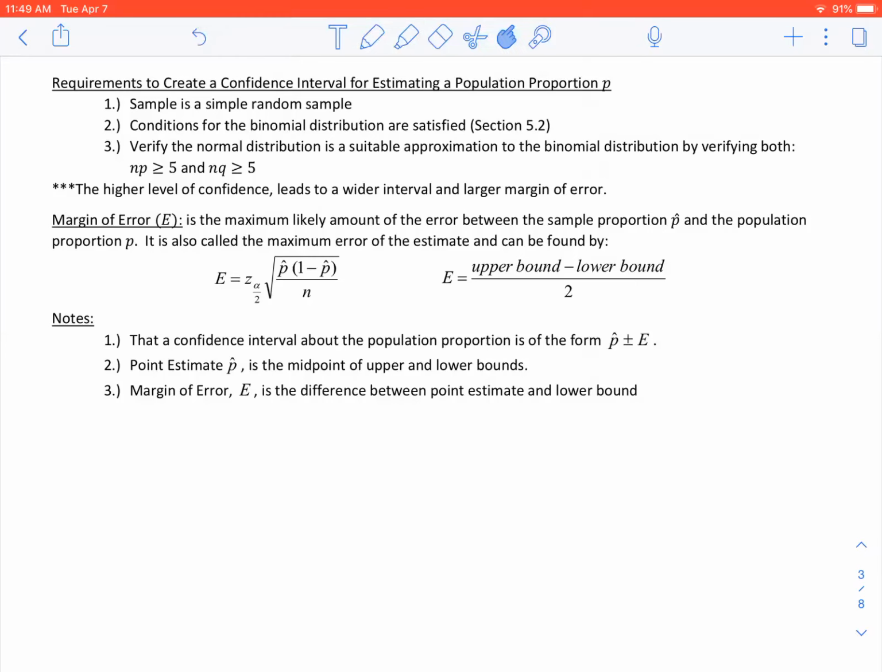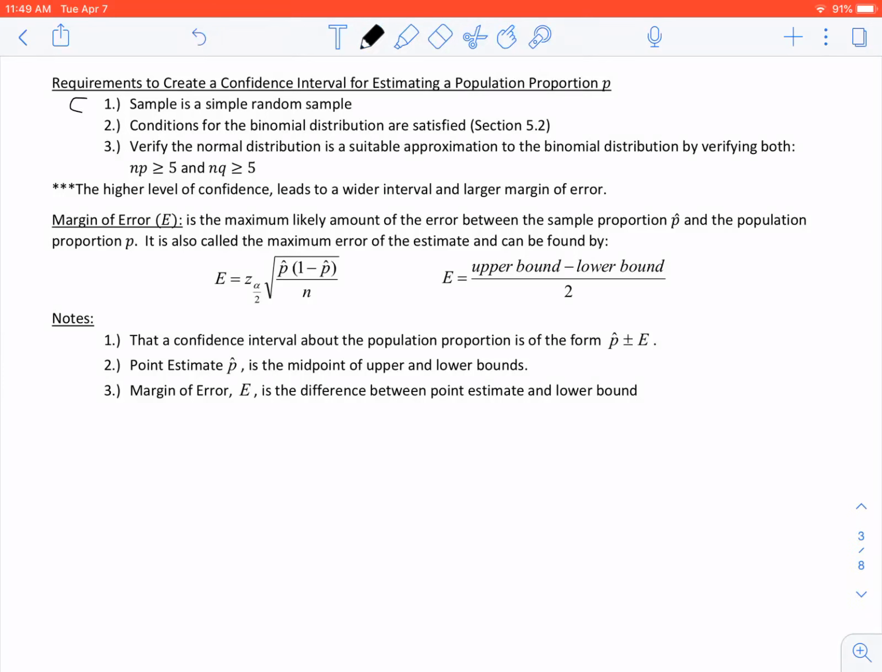This is section 7.1 continued. I am on page 3 of our notes. Top of the page, it says requirements to create a confidence interval for estimating a population proportion P. There's 3 things there. We're going to go ahead and give that a star.